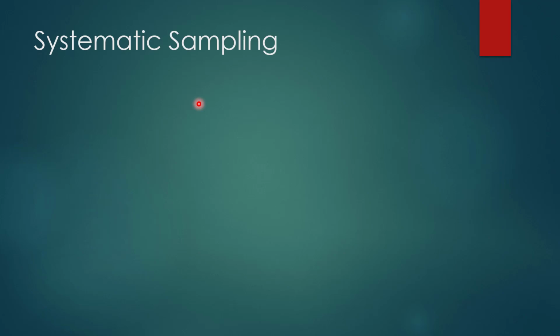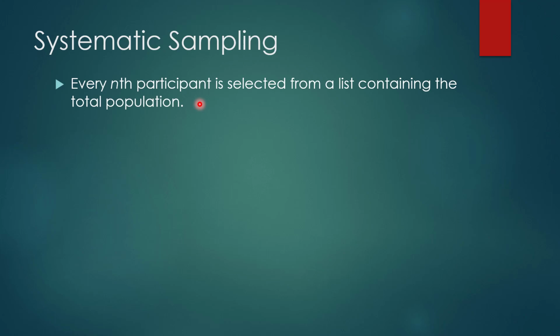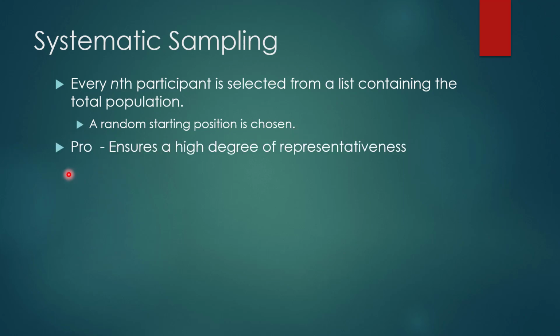So now we move on to systematic sampling. Systematic sampling says that every nth participant is selected from a list containing the total population. So you choose a random starting position. The positive is that it ensures a high degree of representativeness. And the bad is that it violates that principle of independence, because it doesn't ensure that one individual's choice doesn't bias the probability of choosing another one. Because if you start at one spot, and then you go to the nth individual, that first starting place is going to influence the next individual chosen, and so on and so forth.